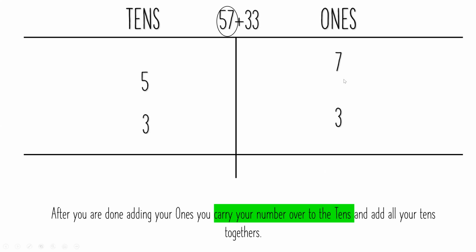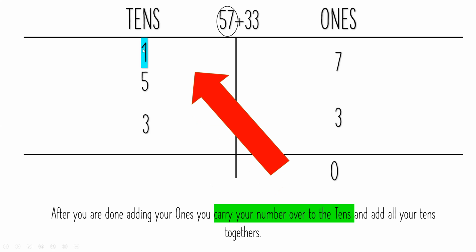Awesome, guys. So 7 plus 3 is 10. We are going to carry our 1 to the top. And now our 1 becomes part of our tens group. Now we're going to add all of our numbers together. 5 plus 3 plus 1. And our answer is 9. So 90. Great job, guys.